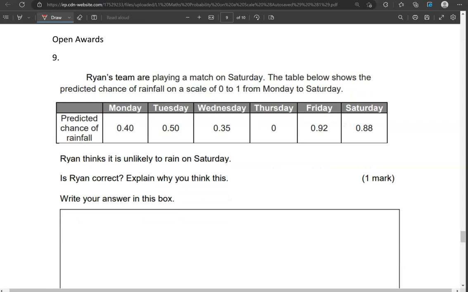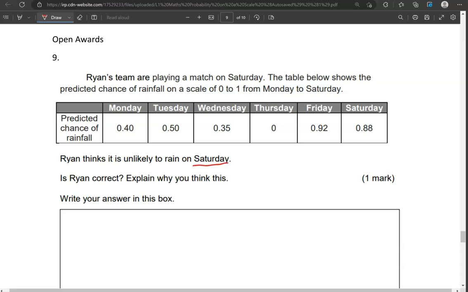Ryan's team are playing a match on Saturday. The table below shows the predicted chance of rainfall on a scale of 0 to 1 from Monday to Saturday. Ryan thinks it's unlikely to rain on Saturday. Is Ryan correct? Explain why you think this. Write your answer in the box.